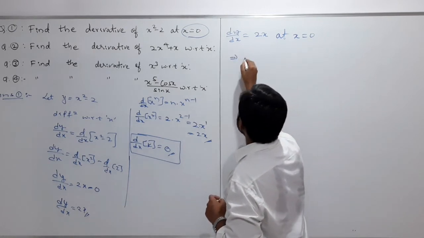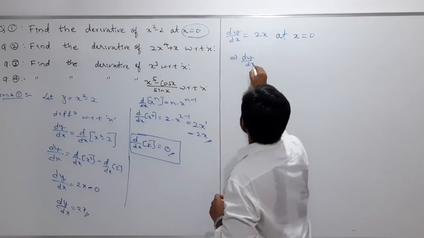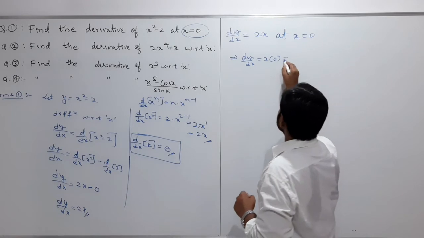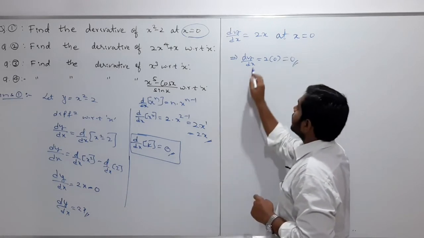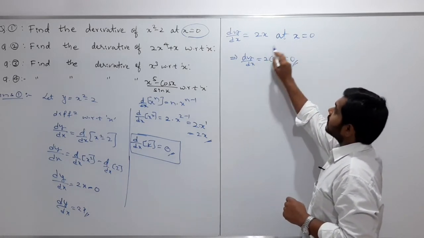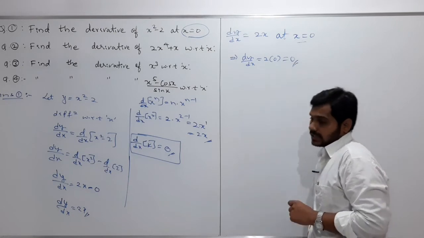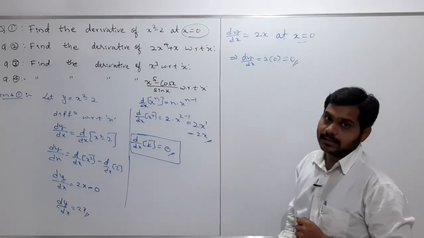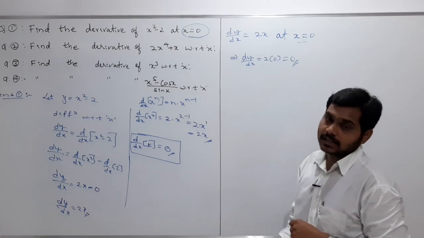So this implies dy by dx is equal to 2 into, put x value as 0, so 2 into 0 equals 0. Therefore the derivative of the given function at the point x is equal to 0 is equal to 0. Clear? So like this you can write. So this is the answer for the first question.